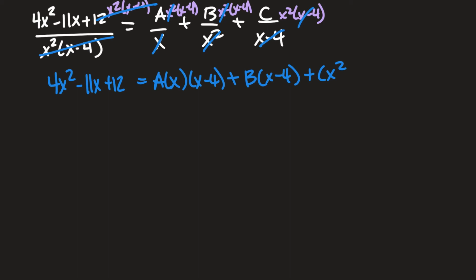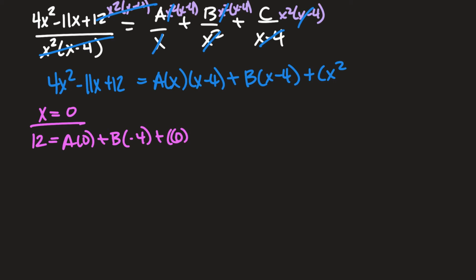So now I need to pick my values. So I'm going to pick 0 first. Gives me 12 is equal to, so with that 0, any term with an x is going to have 0, so 0 and 0. So I'm going to have a times 0 plus b times negative 4 plus c times 0. So I have 12 is equal to negative 4b. So negative 3 is equal to b.